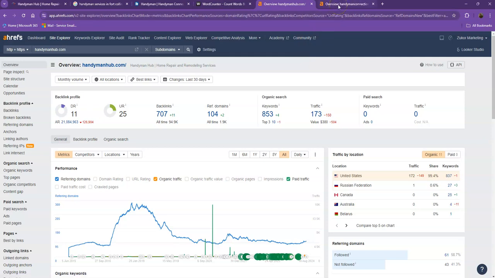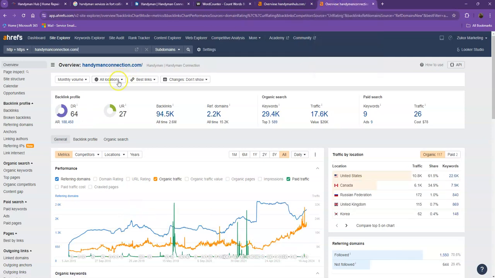Let's also take a look at your competitors' numbers. Well, with DR and UR, it shows that Google actually finds their website a much more trustworthy and stronger website. That's also because they have more backlinks, they also have more keywords, which gave them way more traffic.